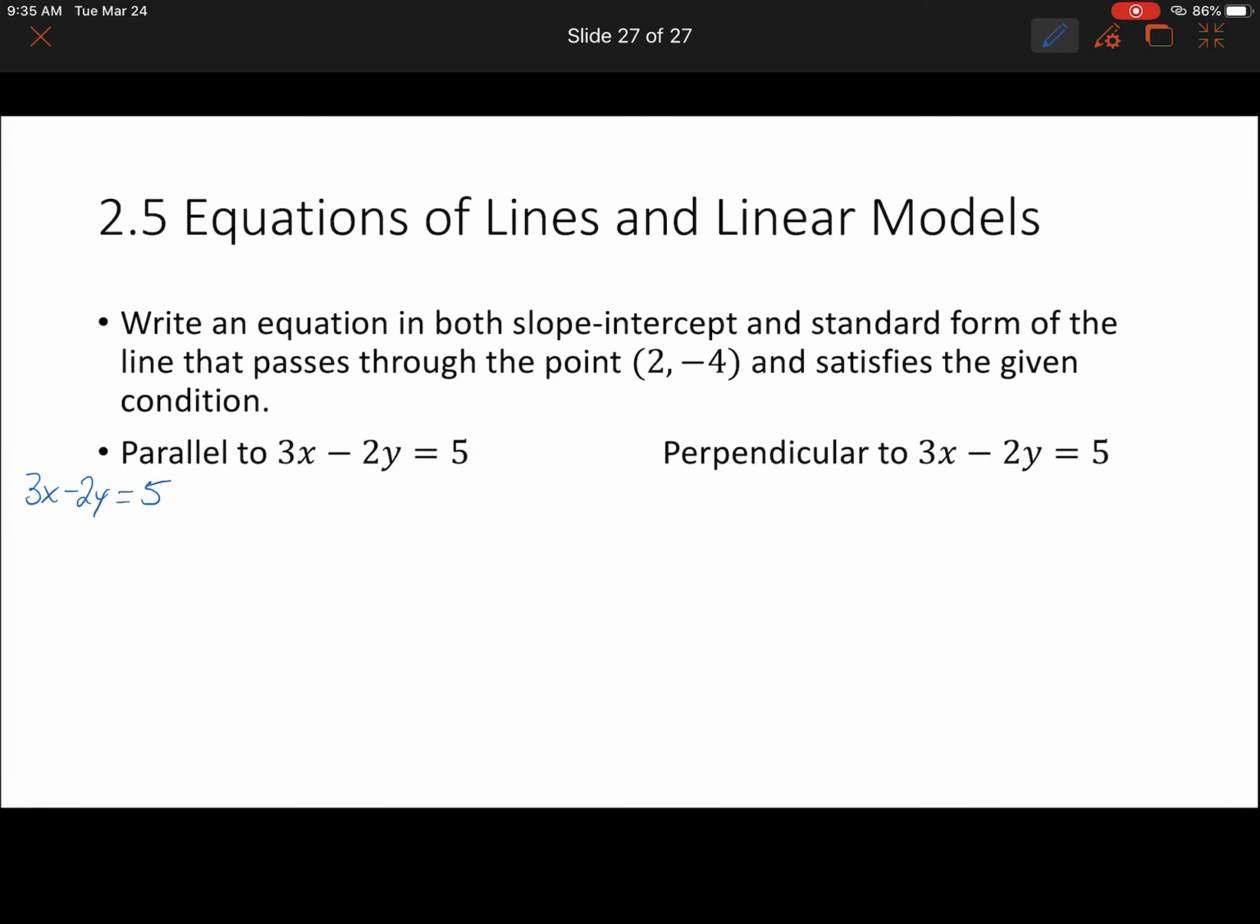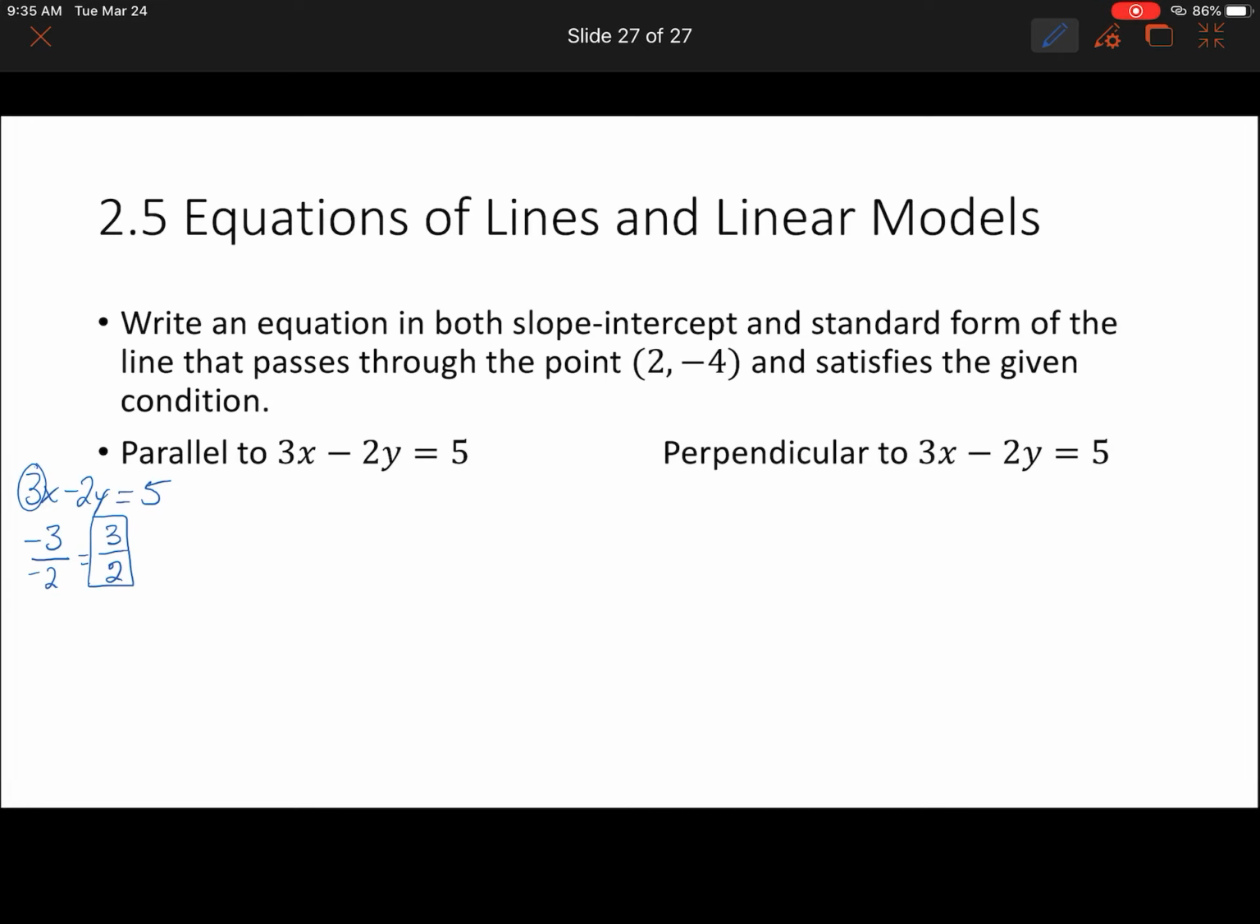And so, back a few slides ago, I think in the previous video, we talked about how to find the slope from this form of our equation, if it's in standard form, without having to necessarily solve for y. And so what we said is that we can take -a, so in this case, the 3 is our a, divided by b, which in this case is -2. And so when you simplify that, you find out that the slope here is 3/2. Now, that is a big part of solving this equation.